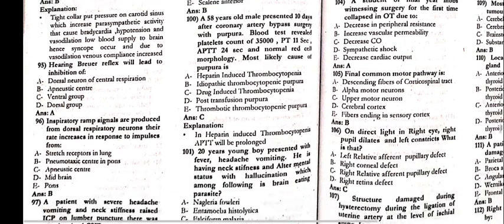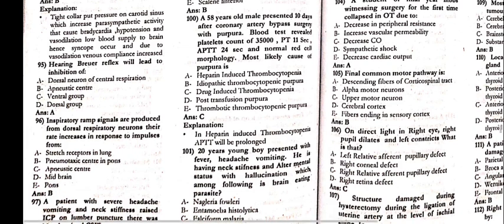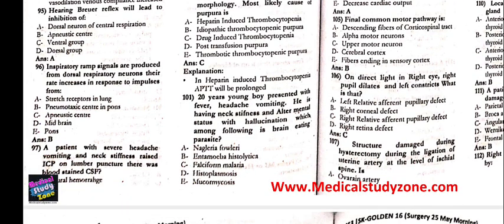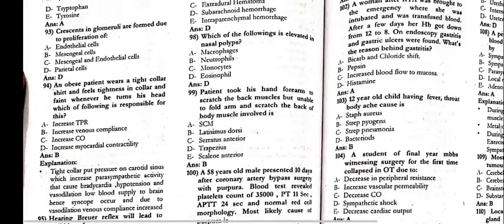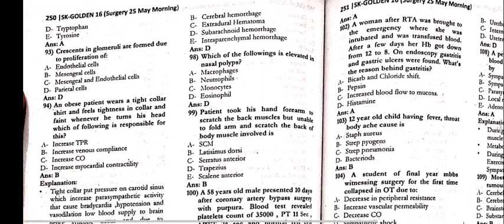Next, 95, the Hering-Breuer reflex will lead to the inhibition of the dorsal neuron of the central respiration. Next, 96, the inspiratory ramp signals are produced from dorsal respiratory neurons. Their rate increases in response to impulses from the pneumotaxic center in the pons. 97, the patient with severe headache, vomiting, and neck stiffness, raised ICP, on lumbar puncture there is blood stained CSF, that is subarachnoid hemorrhage.